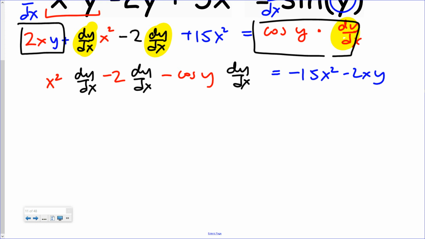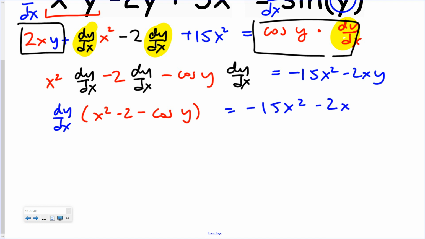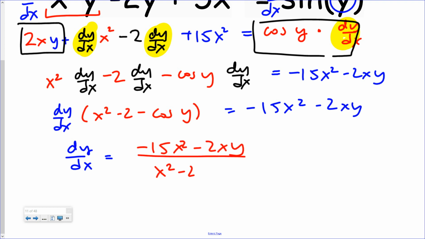Any idea what to do after I pull all my dy/dx's to the left? Factor it out. Okay, so I'm going to factor out my dy/dx. Okay, and what's my goal again? Solve for dy/dx. Do you see at this point it is really just dividing both sides by whatever you factored out. And there is my answer.